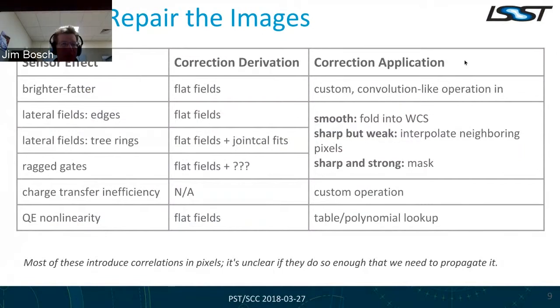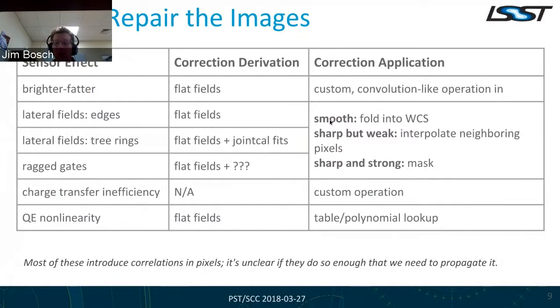That includes things like brighter-fatter, which make it so the PSF is not a convolution, or at least that's one way to think about it. There are various ways to create lateral electric field sensors that essentially shift the boundaries of pixels around. By and large, we can handle those three different ways depending on how strong and how smooth they are.